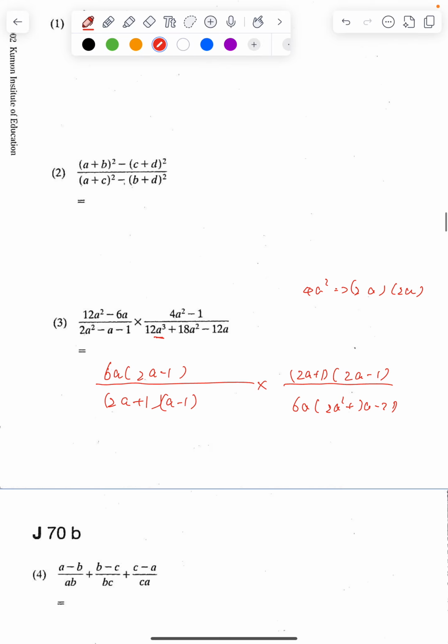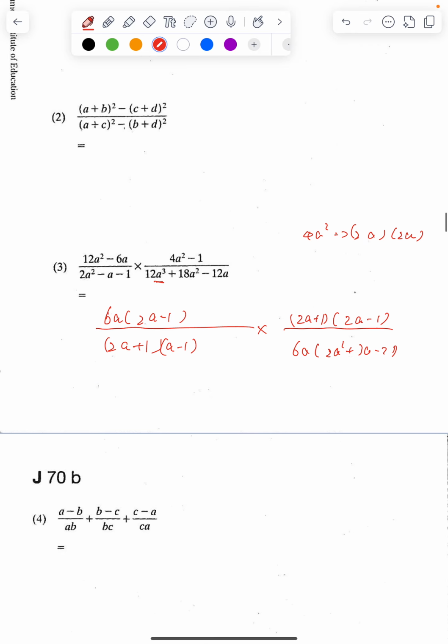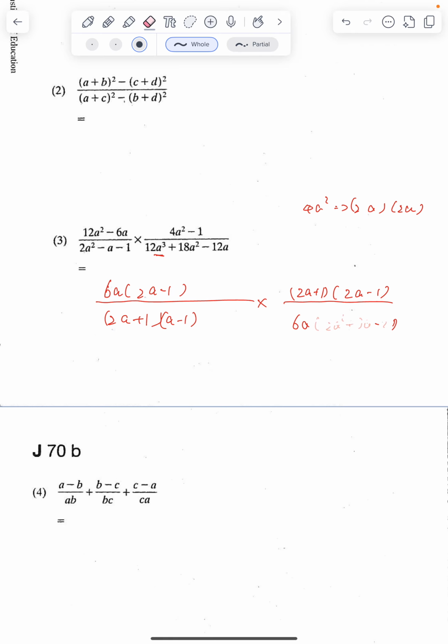So once that's done, I can reduce things across the board. Oh, actually, you know what? I can factorize this a little bit more. So instead of writing it down like that, I'm going to factorize this a little bit more. I can do 2a minus 1 and then a plus 2 instead of the 2a squared plus 3a minus 2.